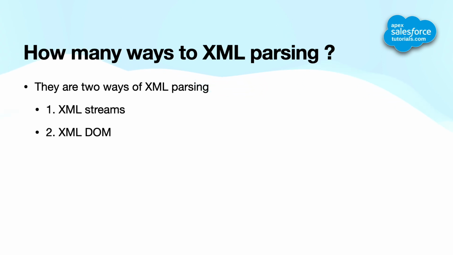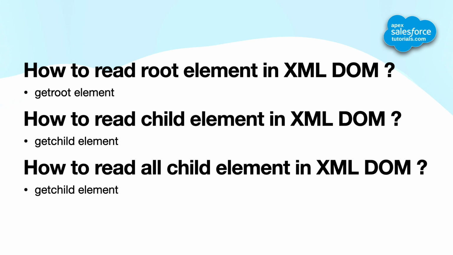Another question is how many ways are there for XML parsing? There are only two ways for XML parsing, which are XML streams and XML DOM. How can we read a root element in XML DOM? We can read it using getRootElement. How can we read a child element in XML DOM? We can read it through getChildElement. And how can we read all child elements in XML DOM? We can do it through getChildElements.